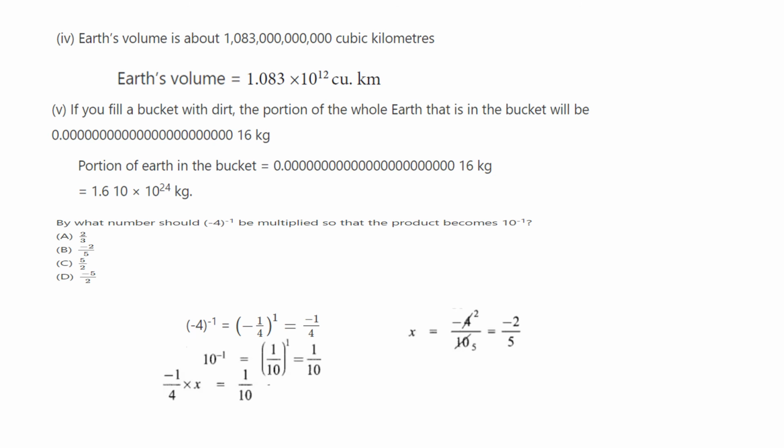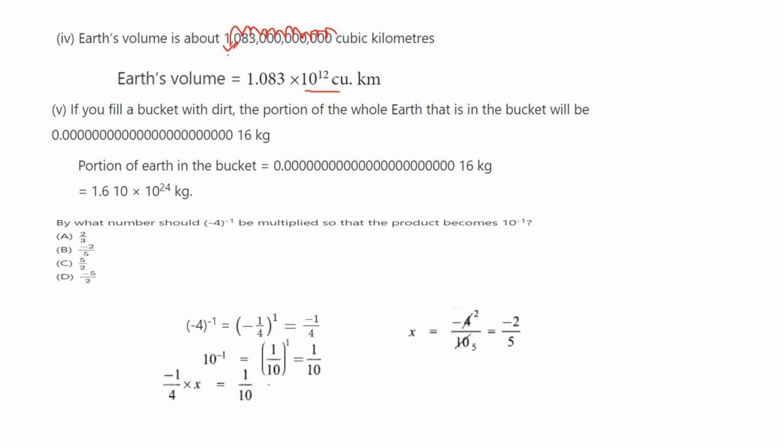Earth's volume is about 1,083,000,000,000 cubic kilometers. We can write it in scientific notation. So Earth's volume, here you see, 1, 2, 3, 4, 5, 6, 7, 8, 9, 10, 11, 12. So we can put it as 1.083 into 10 to the power 12 cubic kilometers.